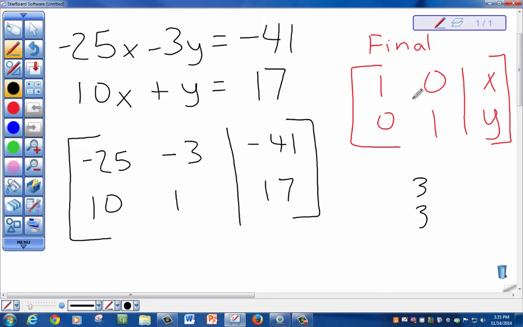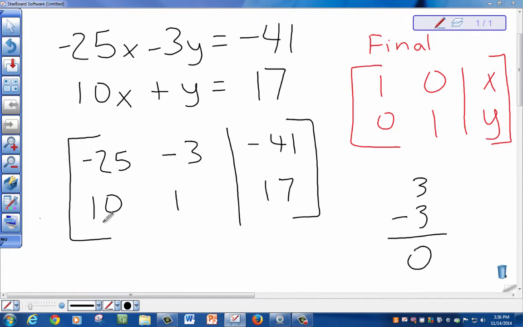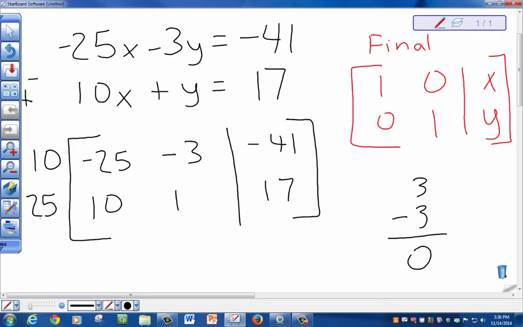In order to have our zeros, we need to have the same number in that same column, one positive and one negative, in order to have our 0 solution. So to make this equal to 0, we're going to multiply this row by 25, the number on top of it, and this row by 10, in order for them to have the same number. We have a negative times a positive, which will be a negative, and a positive times a positive, which will be a positive. This is what we want, a negative and a positive, in order for them to cancel.